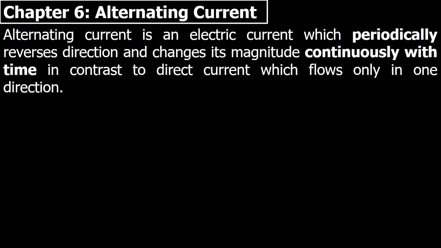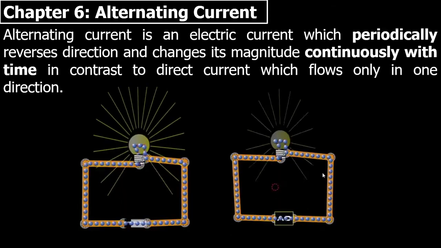Alternating current is a situation whereby in the circuit, the current reverses direction periodically. So it goes positive and negative all the time, and it changes its magnitude with time as well. Let's illustrate that with this picture.